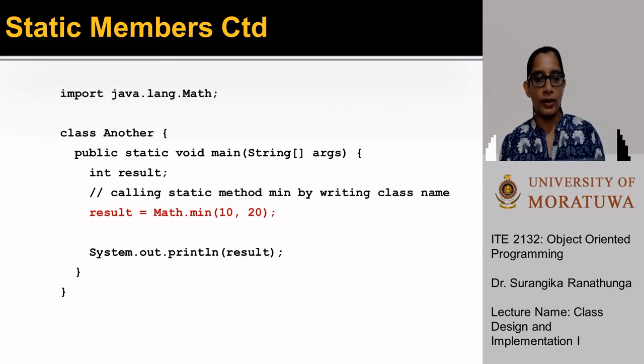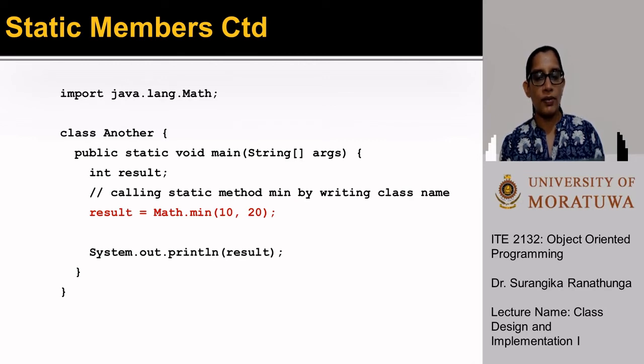So if you can imagine the implementation of this min method, what would it have? It will compare the two numbers and will return the smaller number. So inside this min method, it does not use any instance variable of the math class, which means the min method can be a static method. So when it is a static method, we don't have to create any object from the math class. We can simply call the method using the class name, as we can see here.